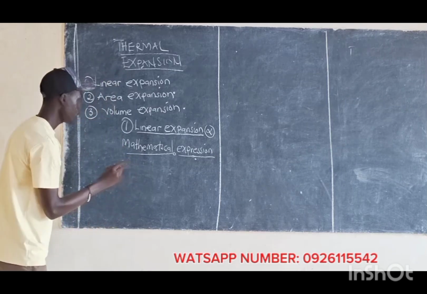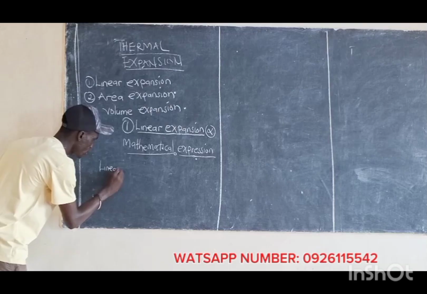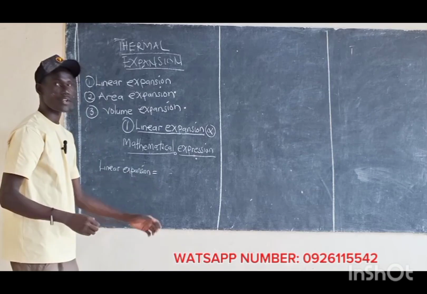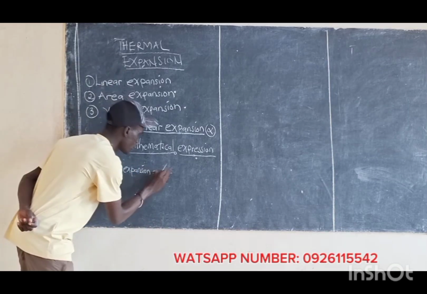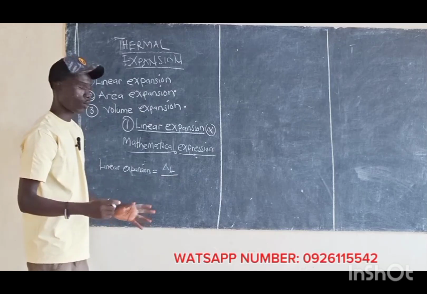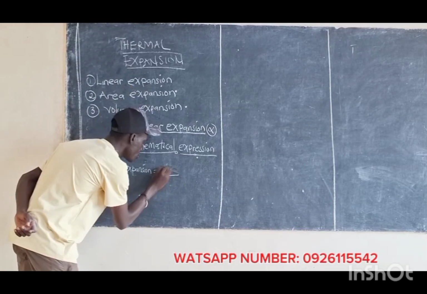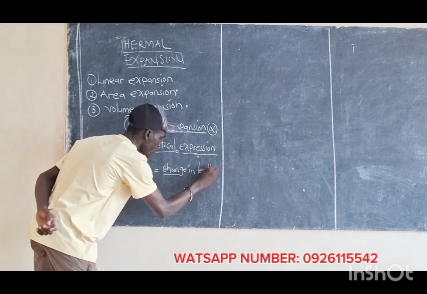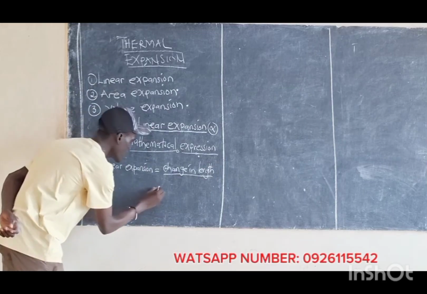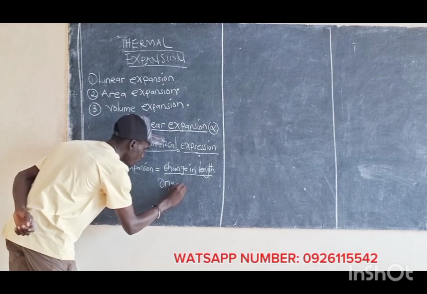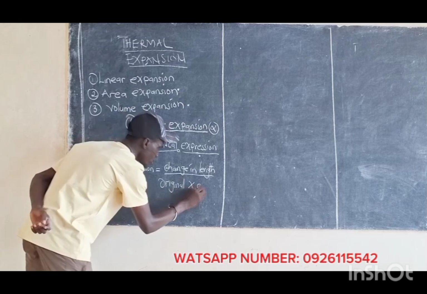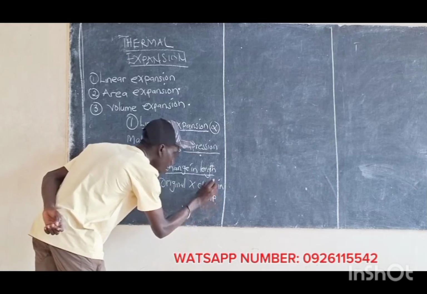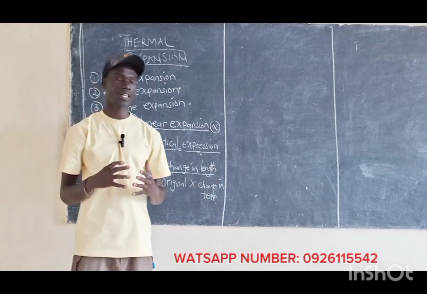Let's put it down. Linear expansion is an increase in length, that is, change in length all over the original length, multiplied by the change in temperature. And that is all about linear expansion.